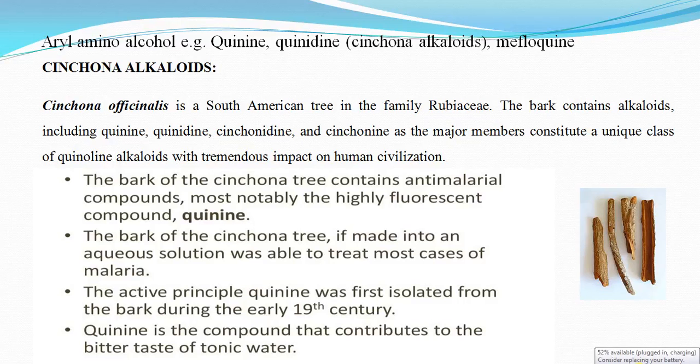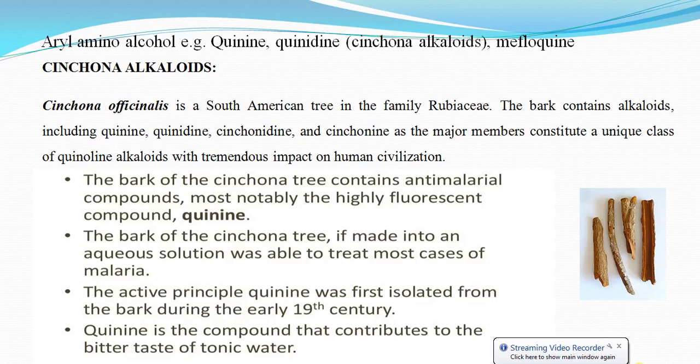Hello one and all. In the last session, we discussed the anti-malarial agents, the introductory part, the classification of anti-malarial agents, along with the life cycle of malaria. Continuing with this, the first class of anti-malarial agents is aryl amino alcohol. The examples are quinine, quinidine, cinchonine and cinchonidine. These are the Cinchona alkaloids, naturally occurring anti-malarial agents.